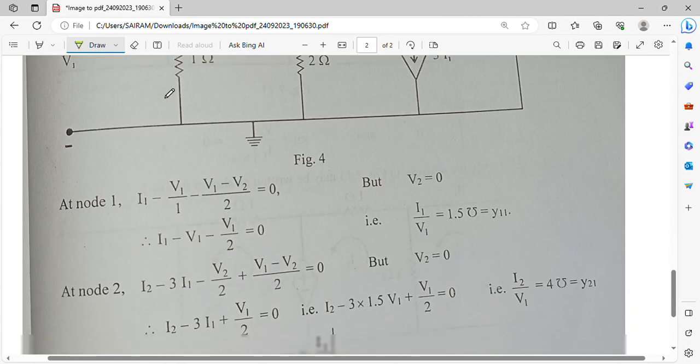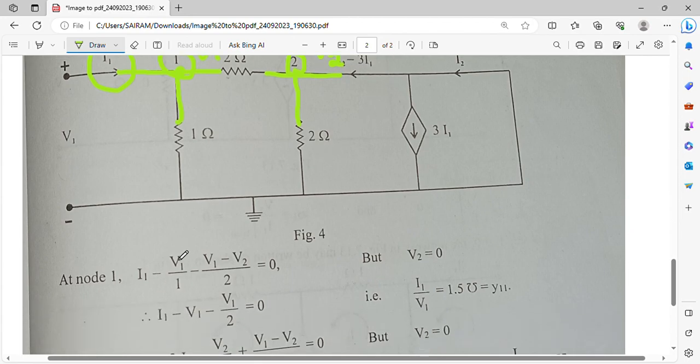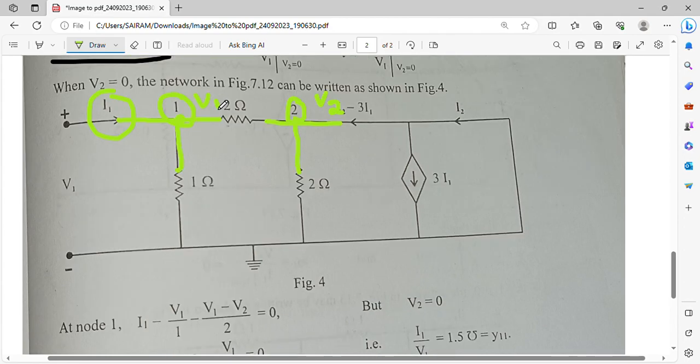Yeah. So now here at node 1, what is my current? It is I1, minus V1 by 1. This is V1 divided by 1, because here the voltage is V1, right? At this point the voltage is V1, and at this point the voltage is V2. So now it is V1 by 1 minus V1 minus V2 by 2. I have already told you, if there is any resistance between two nodes, you are supposed to take the difference of the voltages of the two nodes divided by the given resistance, right?